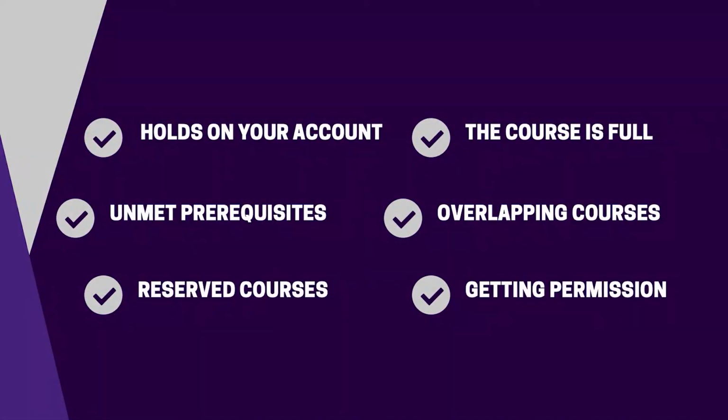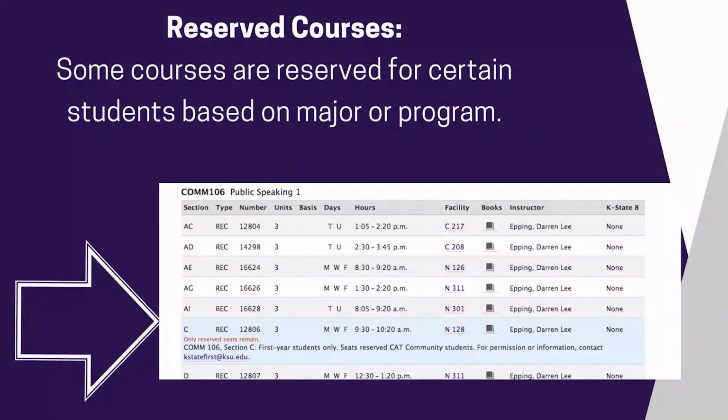For some courses, a number of seats are reserved for certain groups of students. Typically, this is based on major or program. If you don't meet the requirements, you will get an error. You can see if your course has reserved seats by looking up the course on the course schedule. If you feel that you are part of the reserved group, contact your advisor or dean's office.